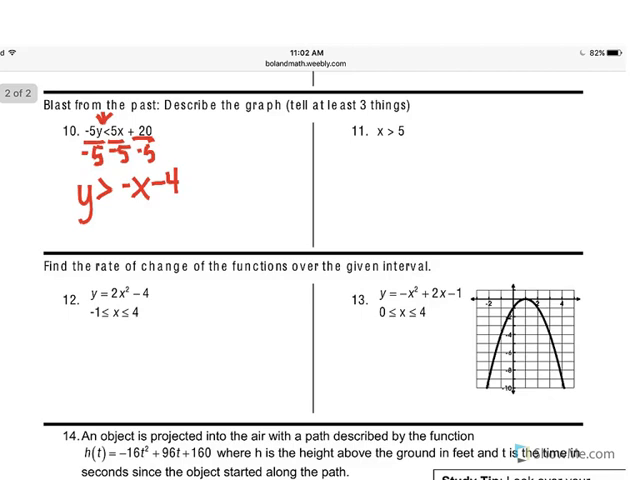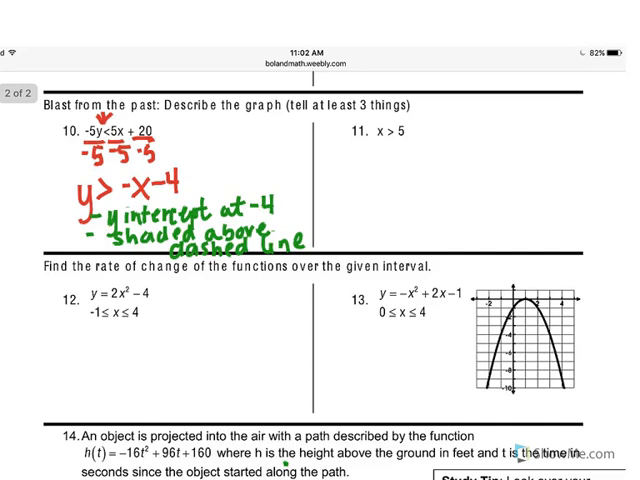And then it's going to be shaded above, and it's going to have a dashed line. And just remember that the inequality that doesn't have a line underneath, that tells me it's a dashed line. It's shaded above because my little inequality sign is eating the y. So you can just imagine a little Pac-Man or alligator is eating the y.